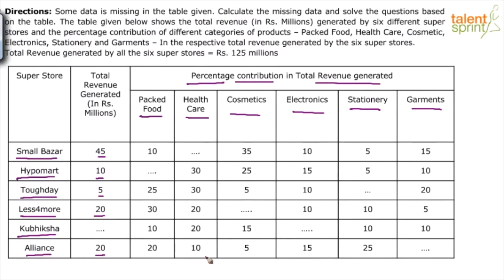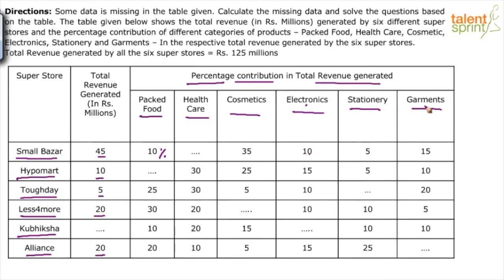So percentage contribution by each of these categories, which means out of 45 millions that was generated by Small Bazaar, 10% came from packed food. Remember, all these are percentages. 35% has come from cosmetics. 10% has come from electronics. 5% of 45 millions has come from stationery. 15% of 45 millions has come from garments.